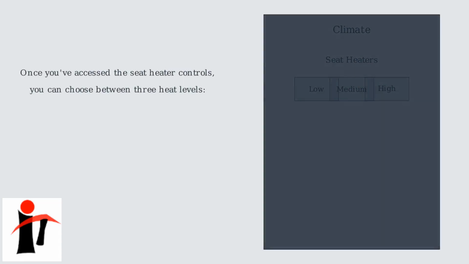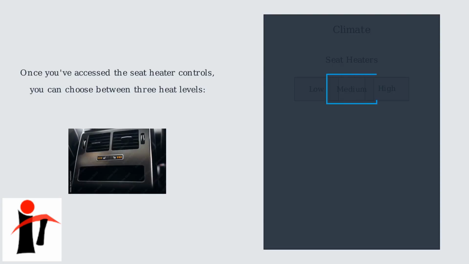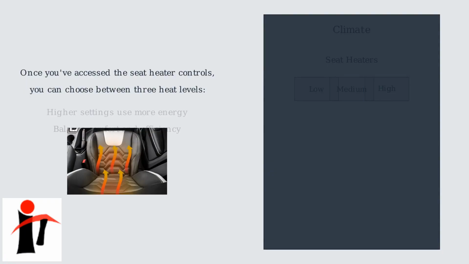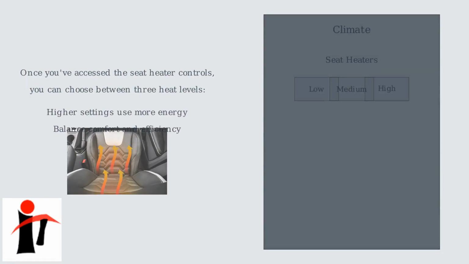Once you've accessed the seat heater controls, you can choose between 3 heat levels: low, medium, and high. Experiment to find the level that's most comfortable for you. Keep in mind that higher heat settings will use more energy, so adjust accordingly to balance comfort and energy efficiency.